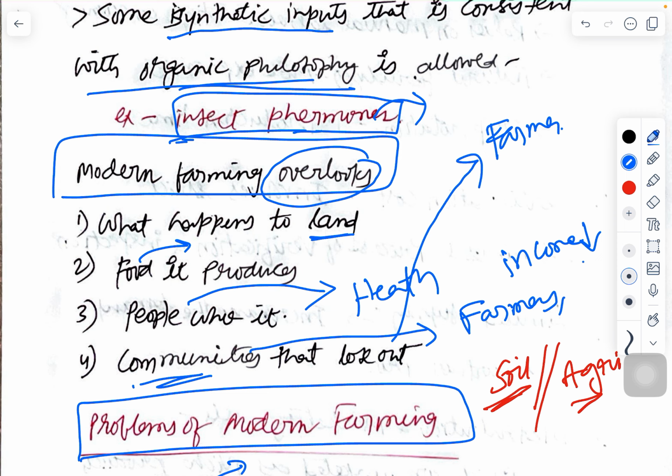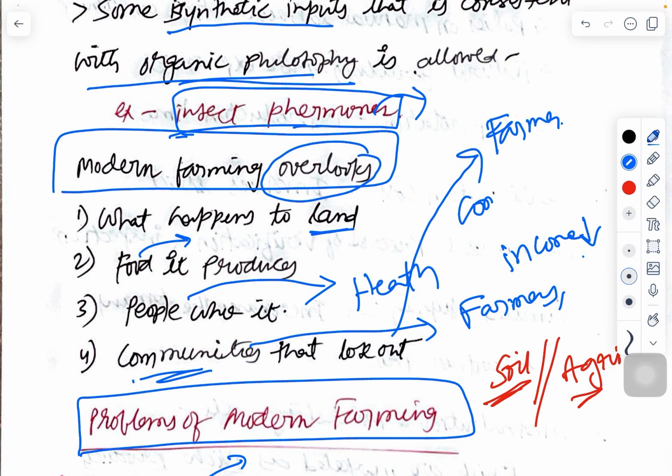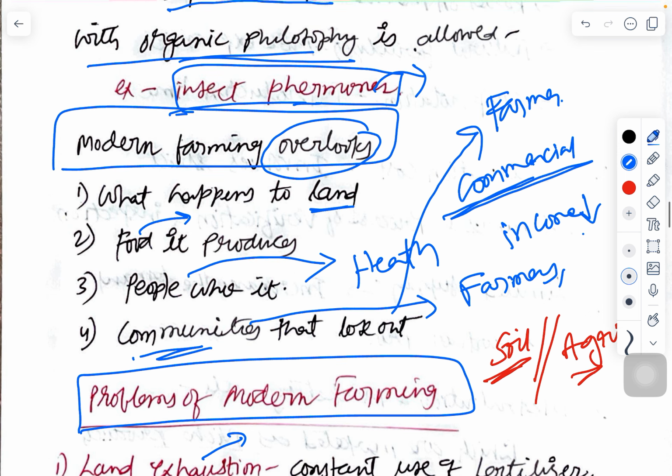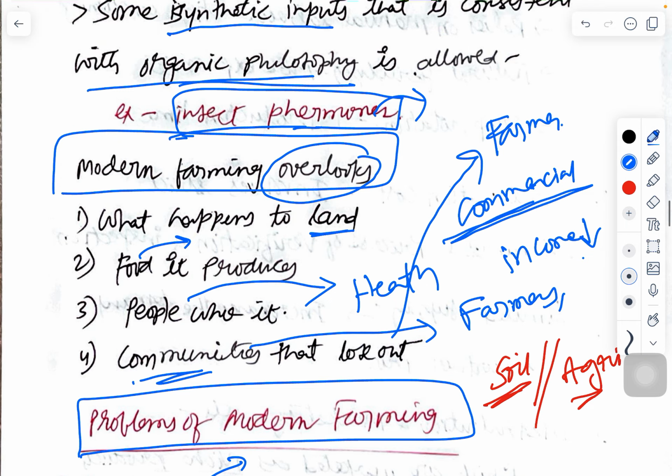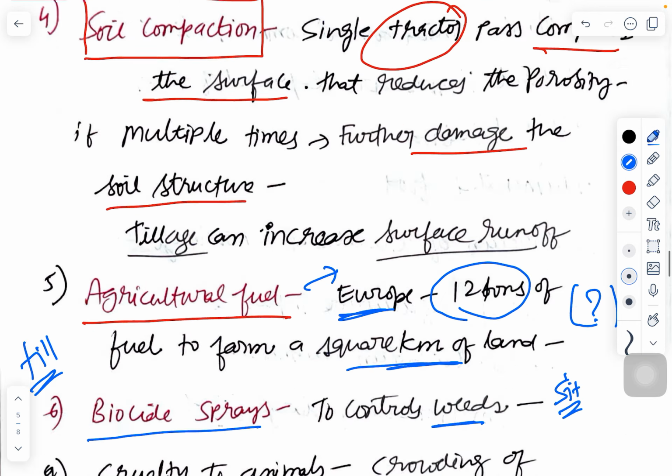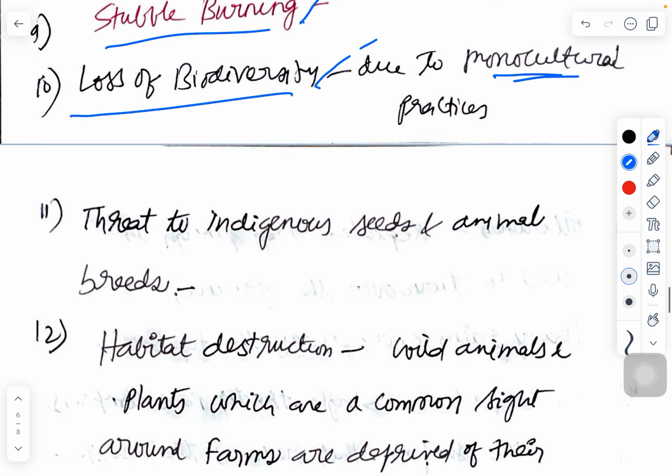Traditional agriculture seems to be pursued, I wouldn't say for monetary gains, but when it comes to commercial agriculture, it looks like it is not sustainable agriculture. It is not in sync with the principles of ecology, right? So organic farming tries to address these points.